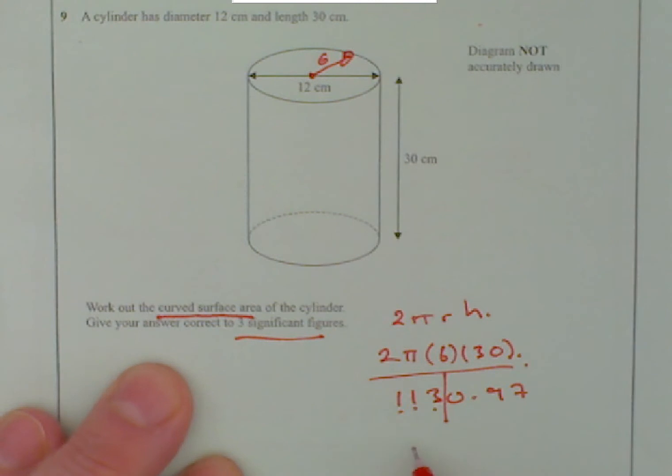Don't put 113, okay? You've got to respect the place value. So 113 is nothing like 1,000. So the answer is 1130 to 3 SF.